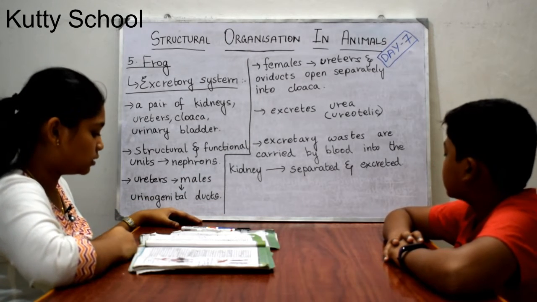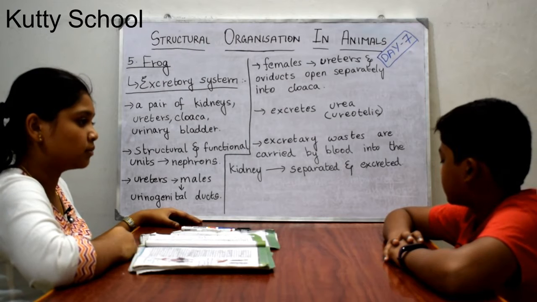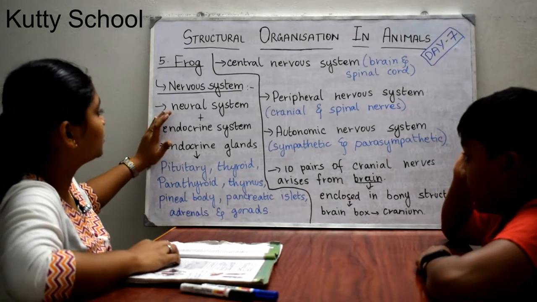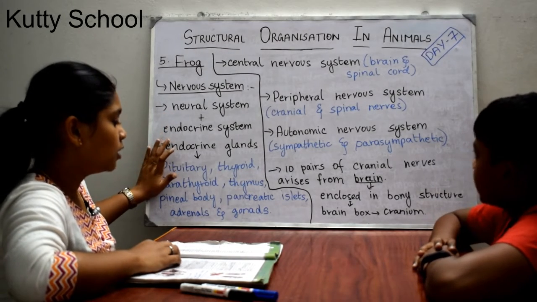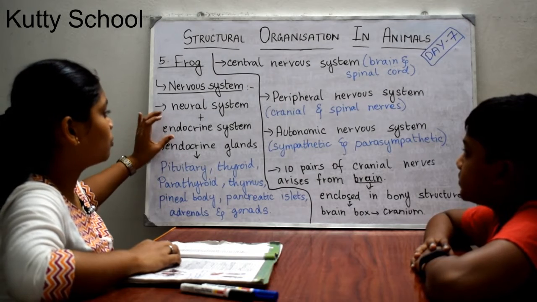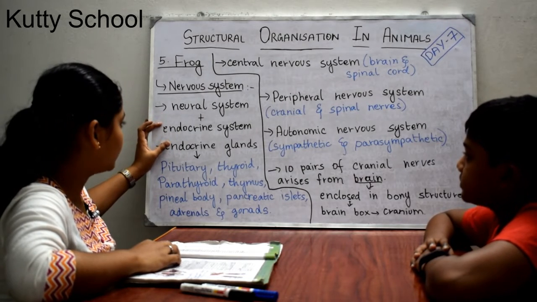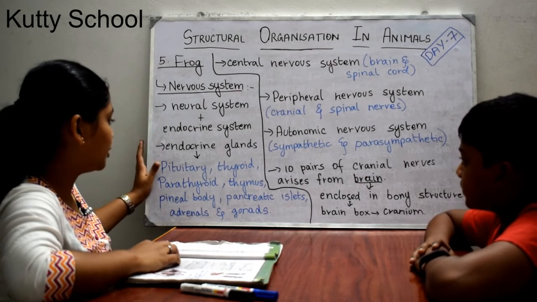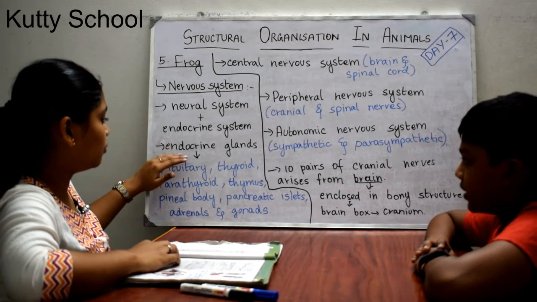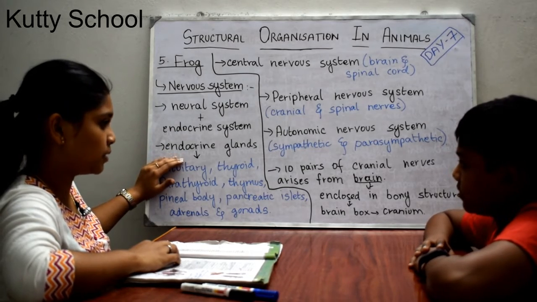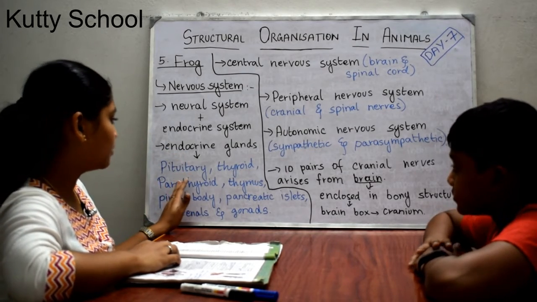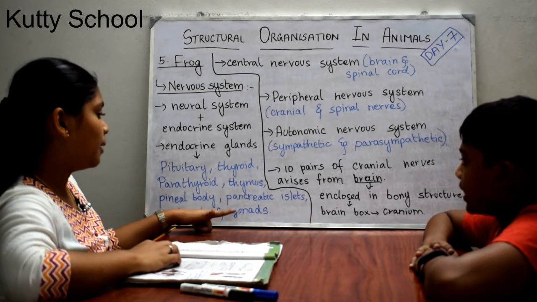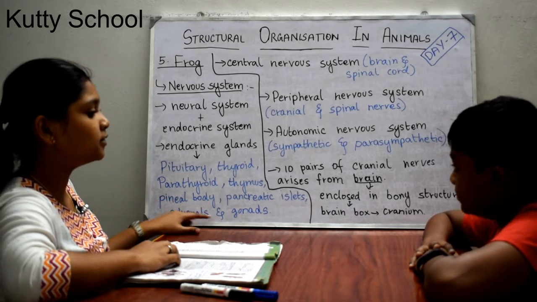Next we are going to discuss the nervous system in frogs. Here the nervous system includes both the neural system and the endocrine system. The endocrine system is nothing but the hormones released by the glands. We are discussing the endocrine glands present in frogs: pituitary gland, thyroid gland, parathyroid, thymus, pineal body, pancreatic islets, adrenals, and gonads.